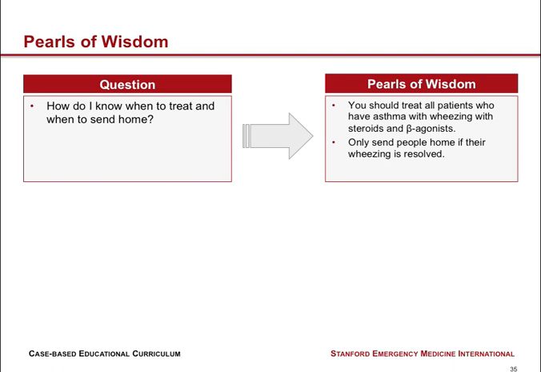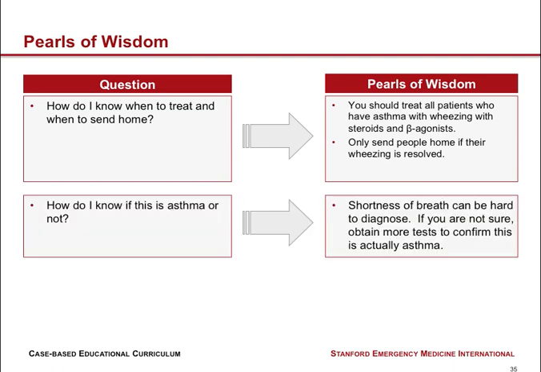But I would not send someone home until their wheezing is actually improved. The other pearl of wisdom is the question of how do you know if this is asthma or not? And like we talked about, shortness of breath can be hard to diagnose. So if we're not sure, then we need to obtain more tests to confirm that it's actually asthma. And it sounds like an important one is the chest x-ray. In this case, that's the most important, and it gives us a lot of clinical information.